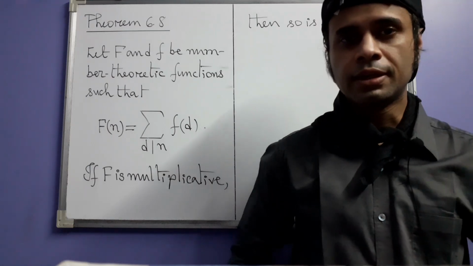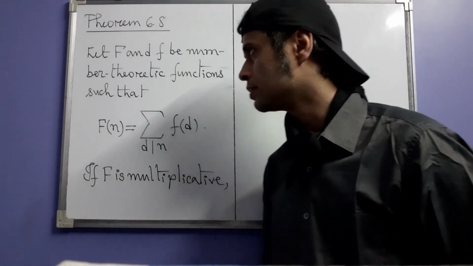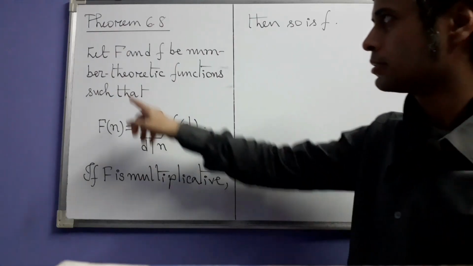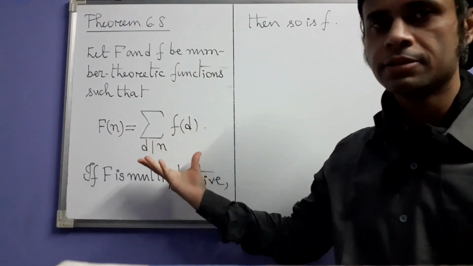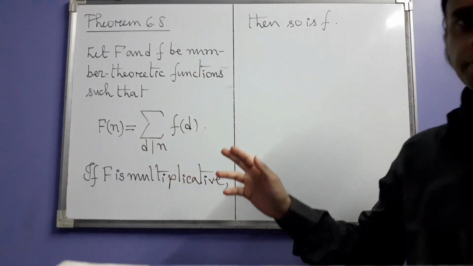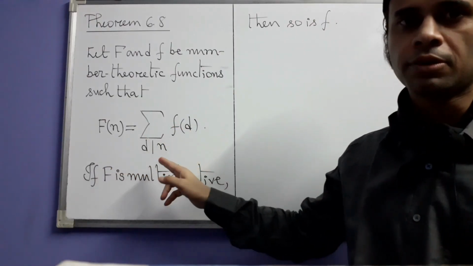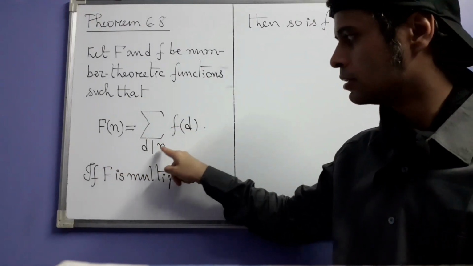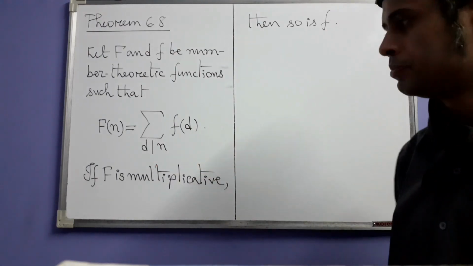We are nearing the end of this section. The next result is theorem 6.8. Here we have two number theoretic functions, capital F and small f, and they are related by this equation. For any positive integer n, capital F of n equals the sum of the small f values of all the positive divisors d of n. You already know how these sums go.